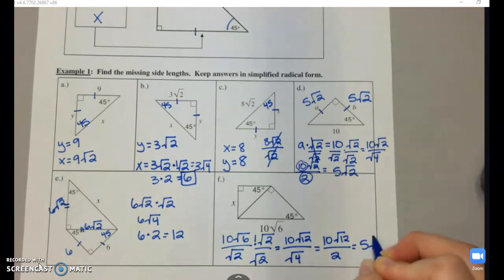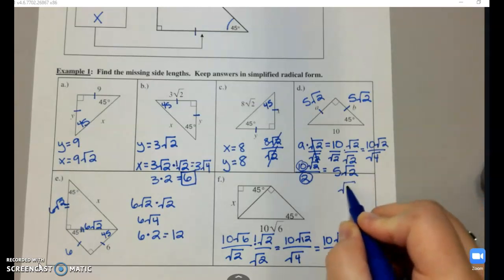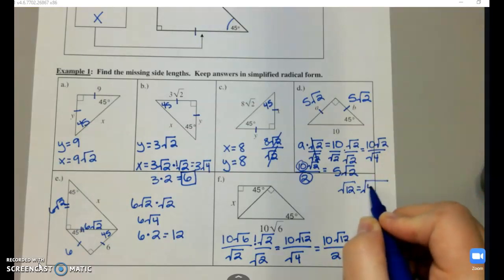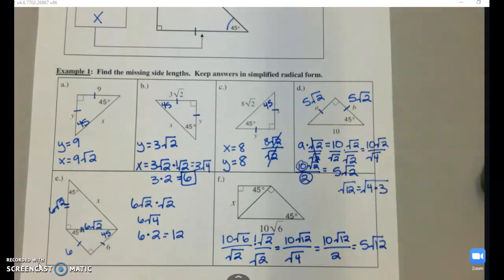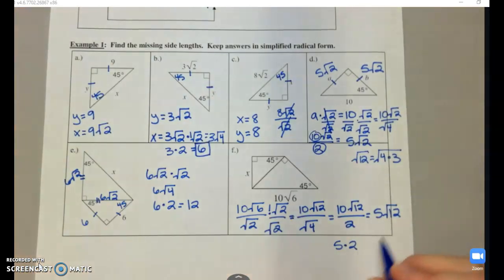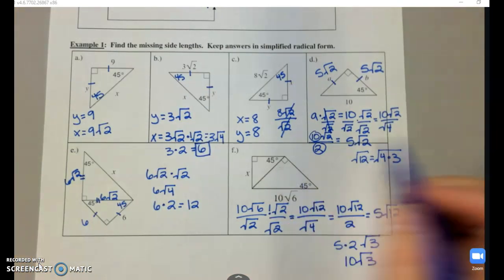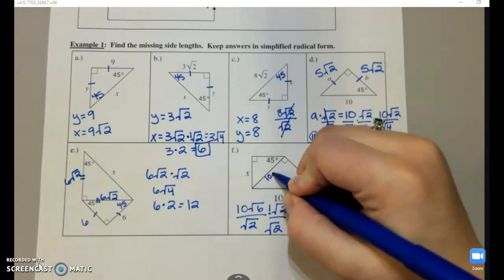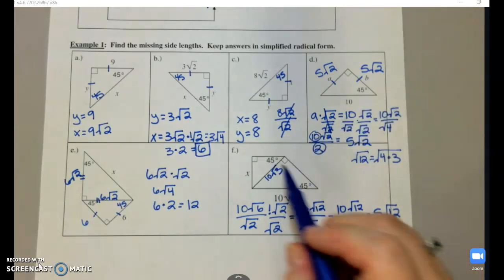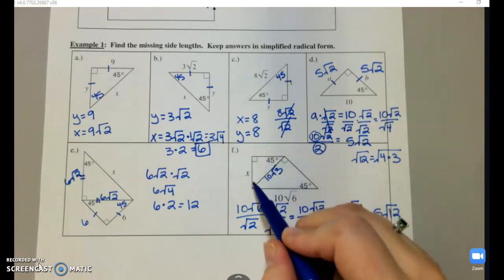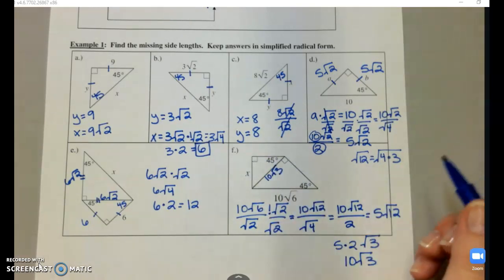So I get 5 square root of 12, but the square root of 12 can be simplified because the square root of 12 is equivalent to the square root of 4 times 3, and 4 is a perfect square. So I can bring out a 2, and my square root of 3 is still there. So 10 square root of 3 is the length of the side for this triangle here. So 10 square root of 3 is the hypotenuse for the triangle with our x that we're trying to find.